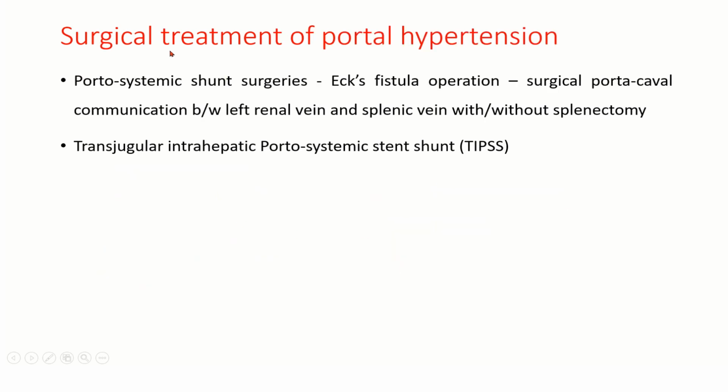So, surgical treatment for portal hypertension. Portosystemic shunt surgeries like the Inokuchi operation, where a surgical portocaval communication is established between the left renal vein and the splenic vein, with or without splenectomy, either keeping the spleen intact or removing the spleen. And the other procedure is the transjugular intrahepatic portosystemic stent shunt. I'll show you in the next diagrams.